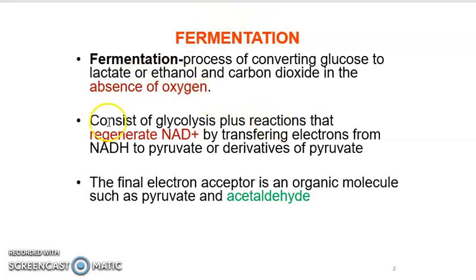Okay, and then if you look at this one, it consists of glycolysis plus reactions that regenerate NAD plus by transferring electrons from NADH to pyruvate or a derivative of pyruvate. And then the final electron acceptor is an organic molecule such as pyruvate and acetaldehyde. So remember, the final electron acceptor is pyruvate and also acetaldehyde.